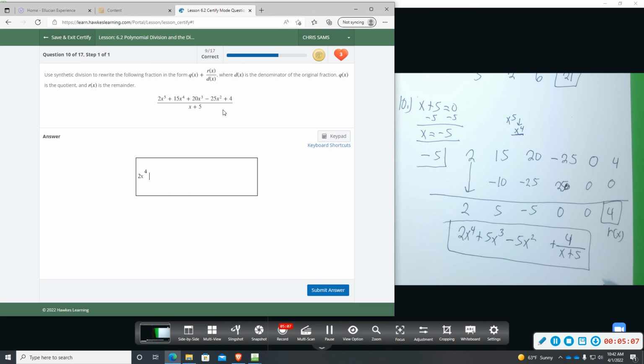2x to the fourth plus 5x to the third minus 5x squared plus 4 over x plus 5.